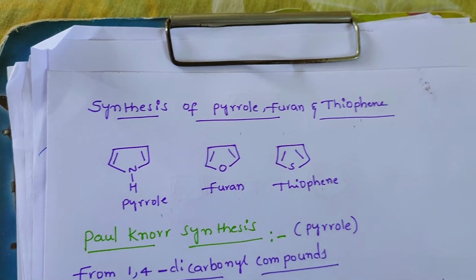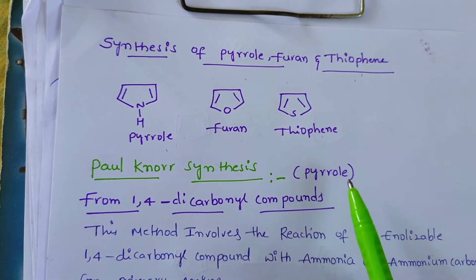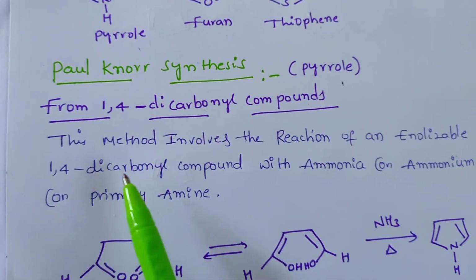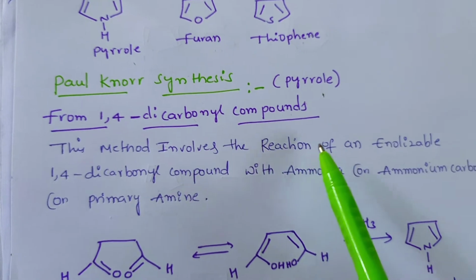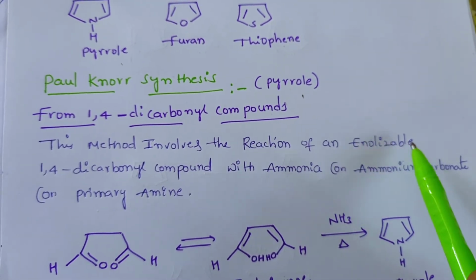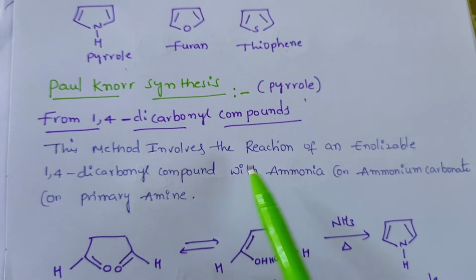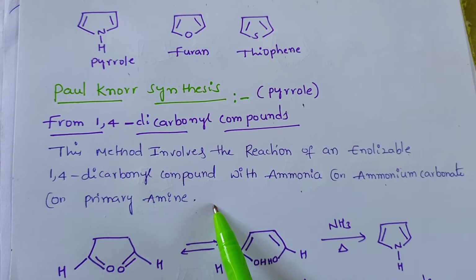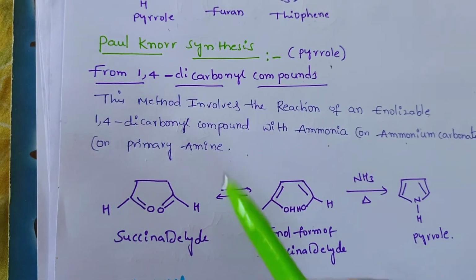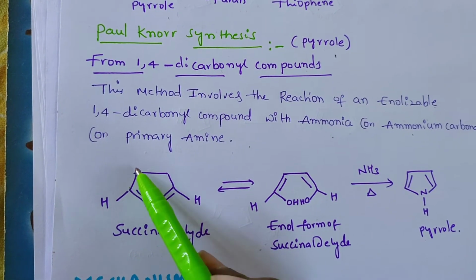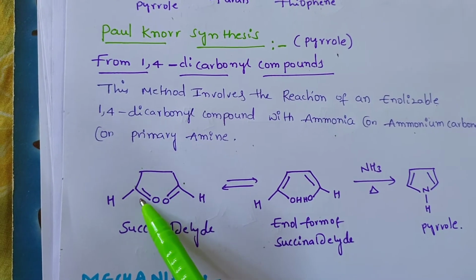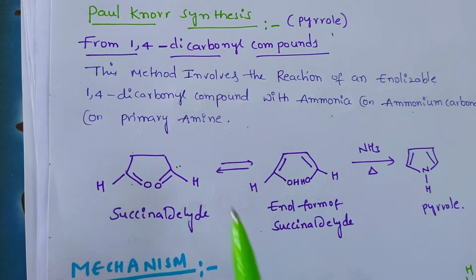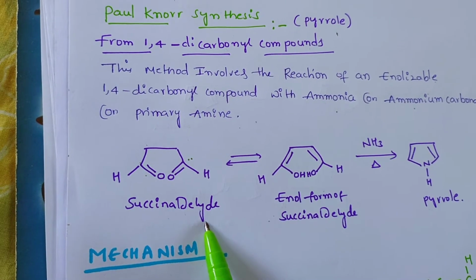So first I am going to prepare a pyrrole from 1,4-dicarbonyl compounds. This method involves the reaction of an enolizable 1,4-dicarbonyl compound with ammonia or ammonium carbonate or a primary amine. This is the 1,4-dicarbonyl compound. See, 1, 2, 3, 4, 1 and 4. These are the carbonyl groups. This is the structure of succinaldehyde.